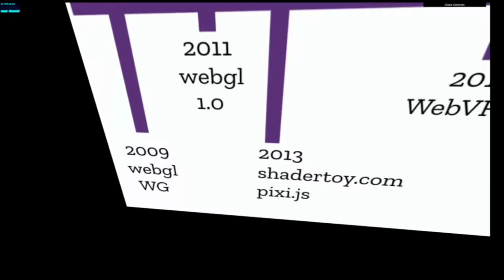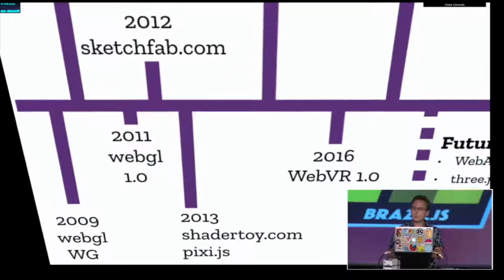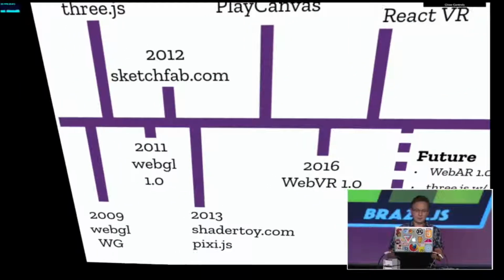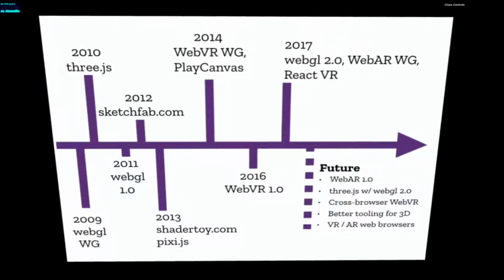So if we look at this slide here, we can see that WebGL began. The WebGL working group started working on the spec in 2009, and even before WebGL 1.0 was complete, we already had three.js in 2010, sort of usable in the browser, which was very exciting. Three.js provided a very simple API. You didn't have to learn WebGL from scratch. You had to know JavaScript, and you could just use that to make a spinning cube and go from there.